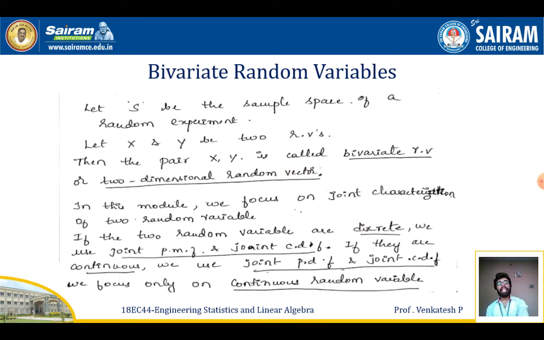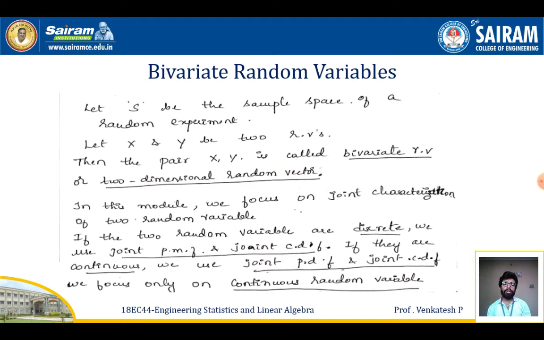Let S be the sample space of a random experiment. Let me choose two random variables here, capital X and capital Y. Then the pair (X, Y) is called a bivariate random variable or two-dimensional random vector. Here I'm going to deal with the two random variables in the same sample space at the same time, and we call those types of random variables bivariate random variables.